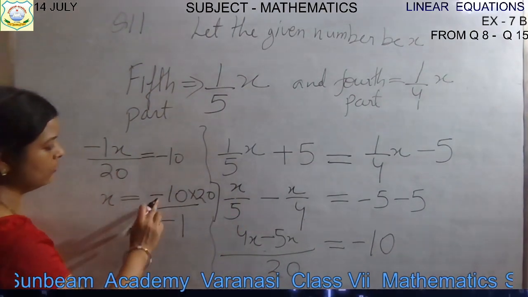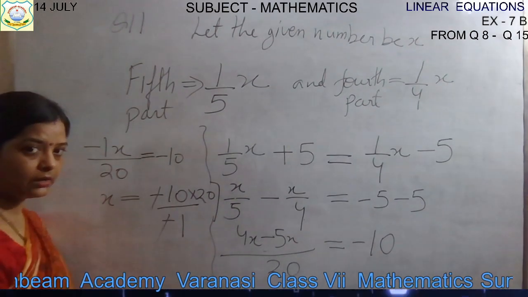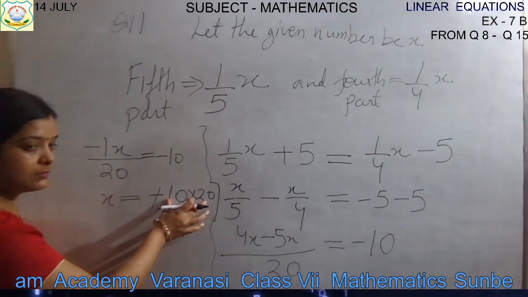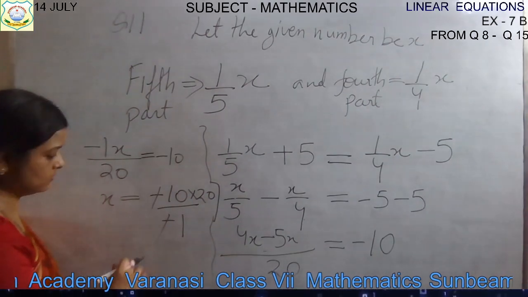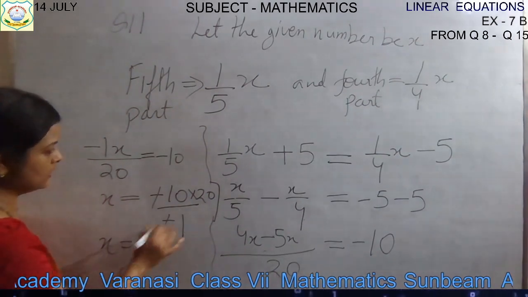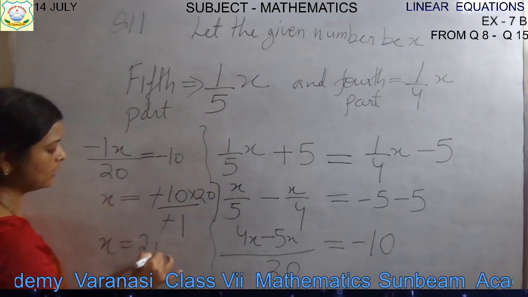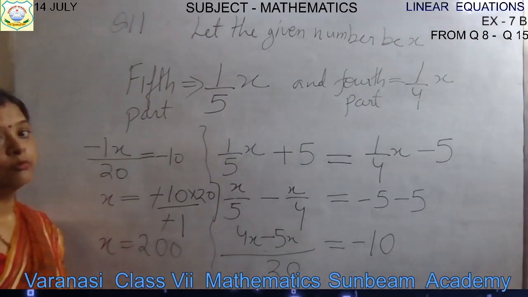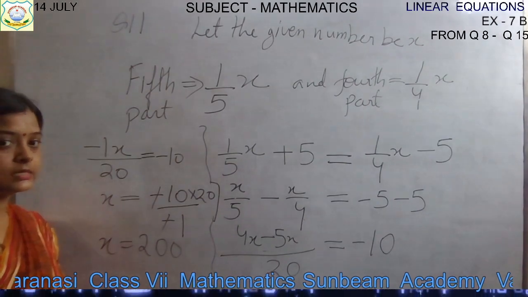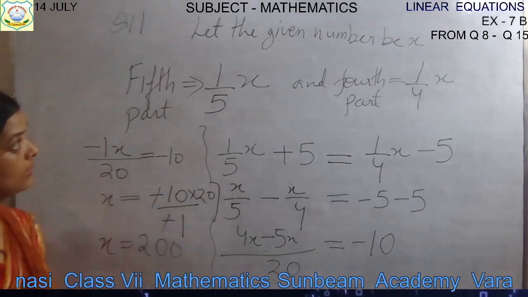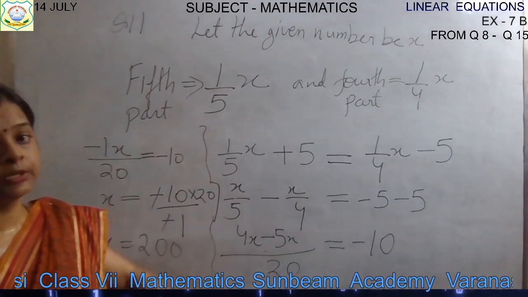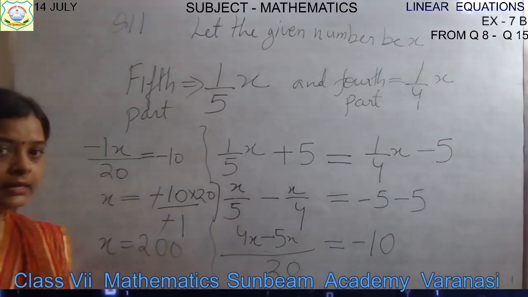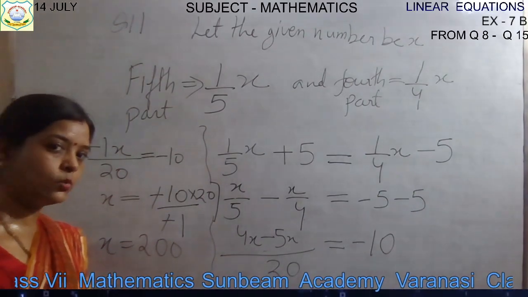Clear? Now minus minus will get cancelled out, isn't it? It is in multiplication, we can do this. So x is equal to 20 into 10, 200. x is equal to 200. This is the final answer. This is our answer. Hence the number is 200. What will you write? Hence the number is 200.